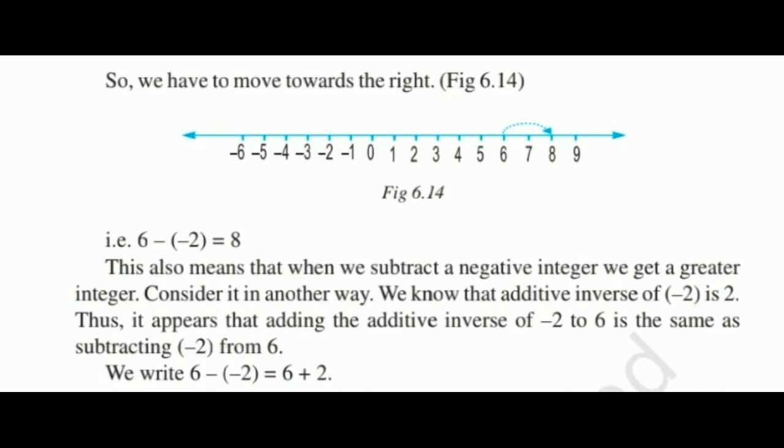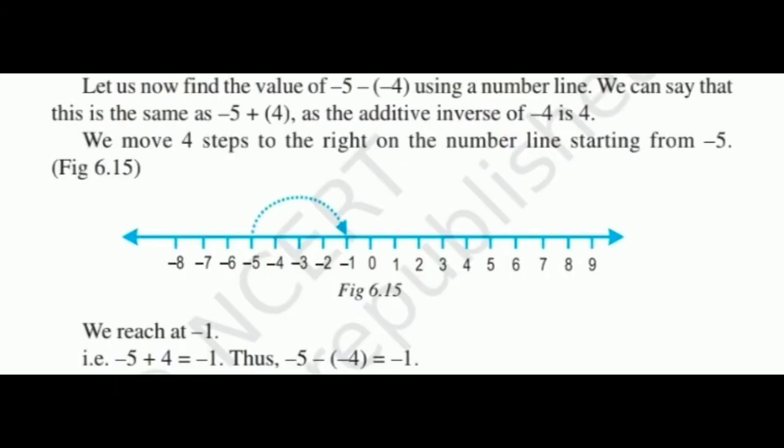Consider it in another way. We know that the additive inverse of minus 2 is 2. Thus, it appears that adding the additive inverse of minus 2 to 6 is the same as subtracting minus 2 from 6. Let us find the value of minus 5 minus 4 using a number line.